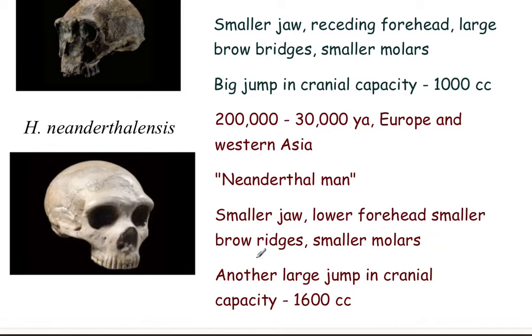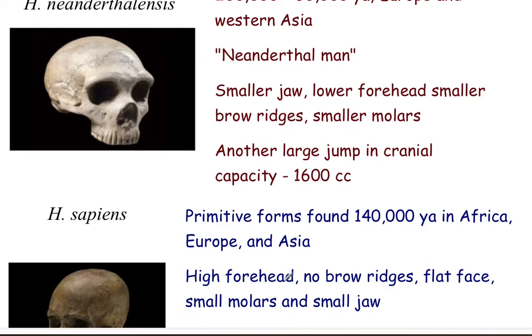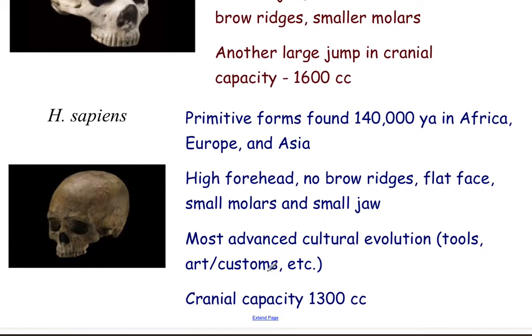And then here you also have another large jump in cranial capacity. Homo neanderthalensis actually has the largest cranial capacity for hominids that we know of at 1,600 cc's. Okay. And then last, we have primitive humans or Homo sapiens. They've been found about 140,000 years ago in different places.